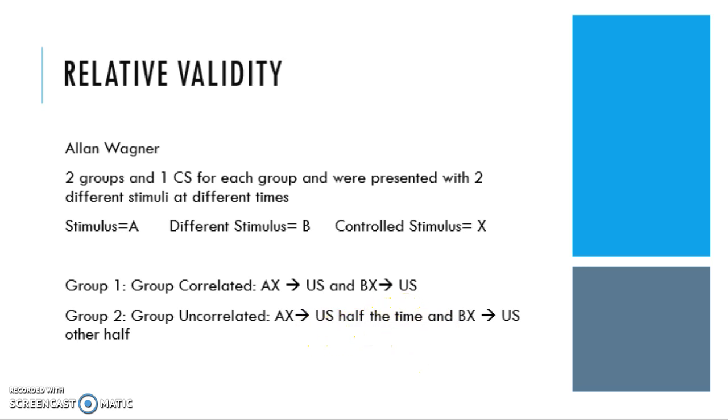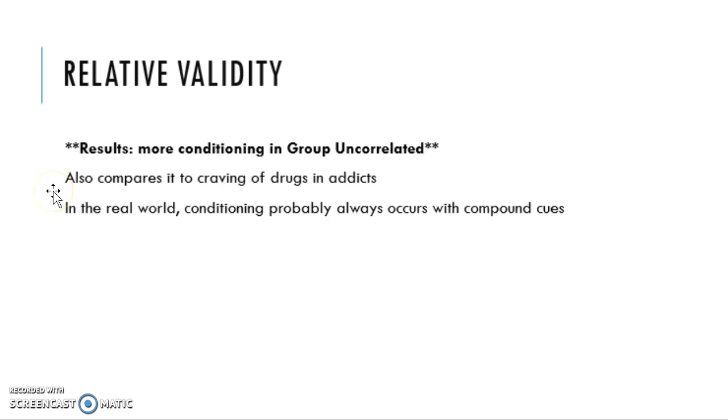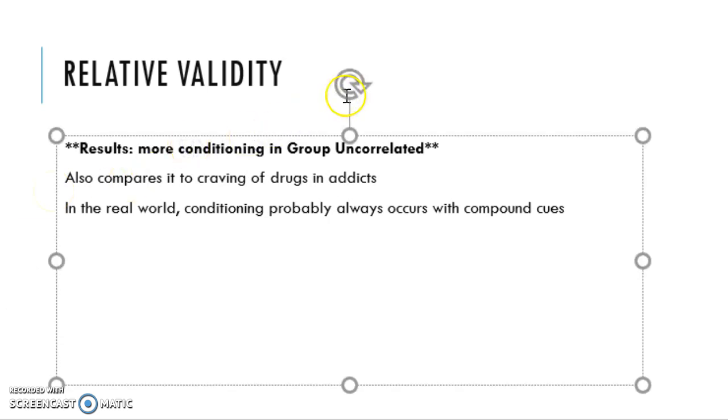Then with group uncorrelated, the stimulus A and B were put together half the time and paired with the unconditioned stimulus. So here we have AX, the conditioned stimulus, paired with the unconditioned stimulus half the time, and BX, the different stimulus, correlated with the unconditioned stimulus for the other half of the time. The results were AX to US, AX to no US, BX to US, and BX to no US. The results of that were more conditioning in the group uncorrelated.